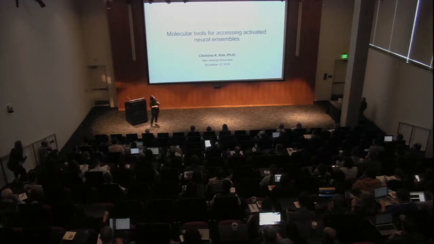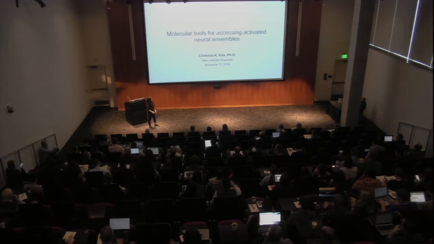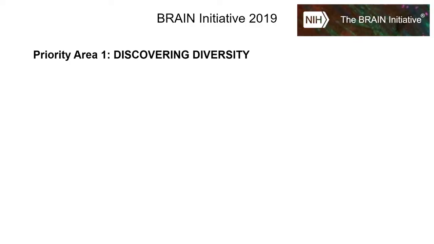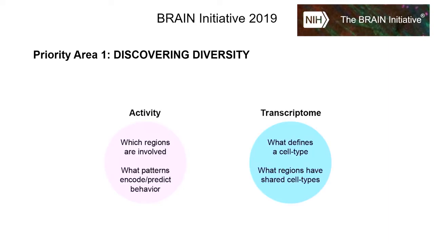In line with this year's showcase, we're motivated by this very hard problem of discovering diversity in the brain. When I think of diversity, I think of two different types. One is functional activity, so heterogeneous activity of individual neurons in different brain regions across the mammalian brain. That means understanding which brain regions are involved in particular behavior or processing some sensory input, and also what the specific patterns of neural activity or spiking are that encode or predict that behavior.